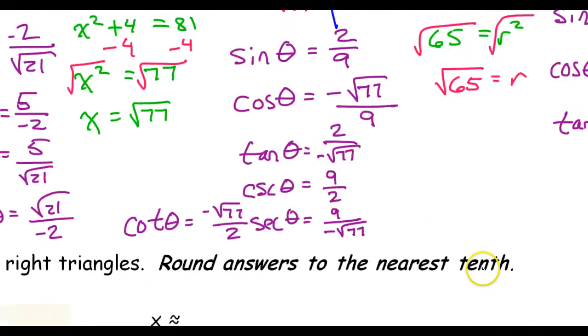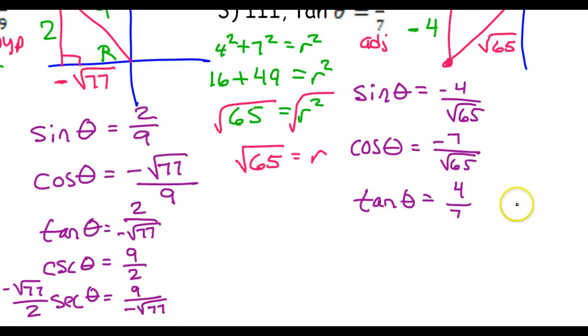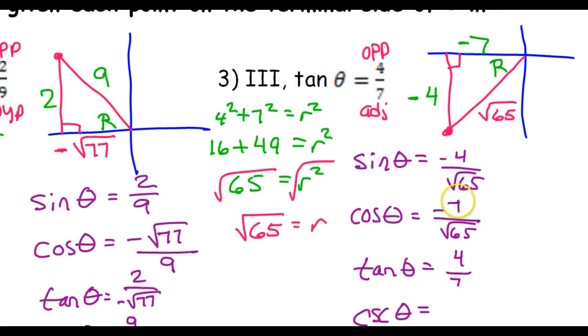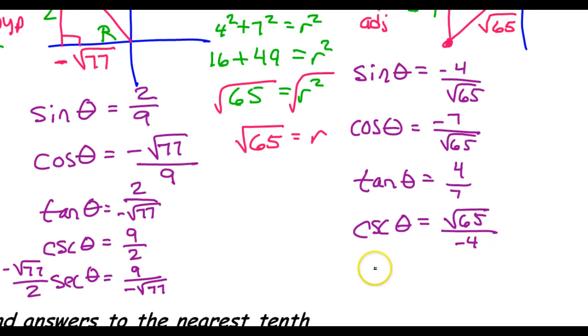All right, and then let me see how much space I have for the rest. I'll try to squeeze them in below like I did the others. So the reciprocal of sine is the cosecant. So the cosecant will be just this upside down. So this will be radical 65 over negative 4. The reciprocal of cosine is secant. So just turn the cosine upside down. So radical 65 over negative 7.